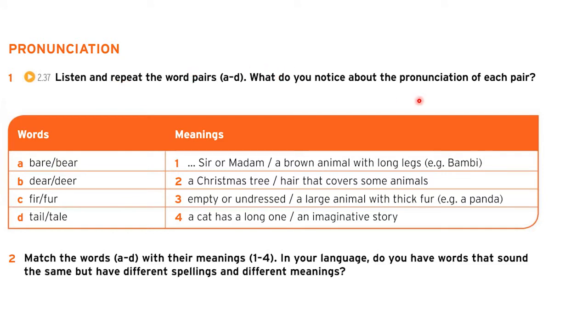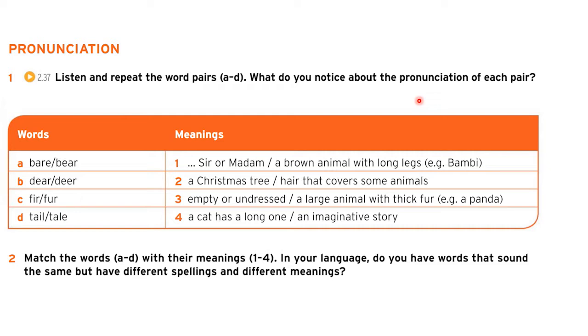Track 37. A. Bear, bear. B. Deer, deer. C. Fur, fur. D. Tail, tail.